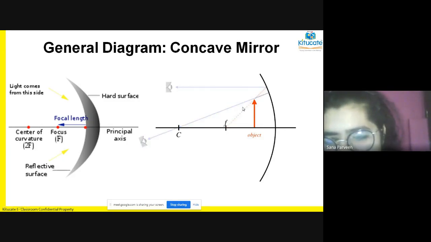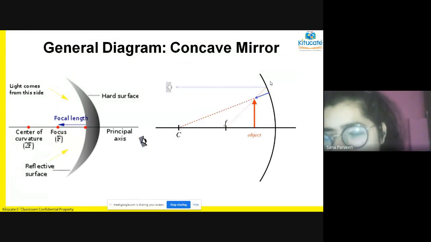Object is reflecting certain waves. Okay, when the object reflects certain waves, it is going to come to our eyes, and then we will be able to see an image. So in concave, where is the image actually formed?